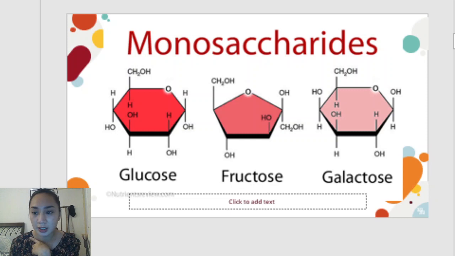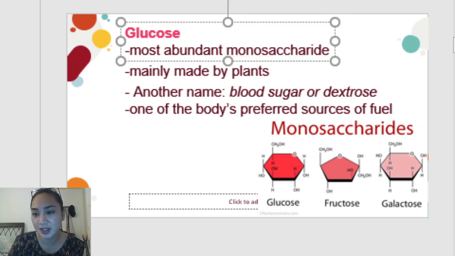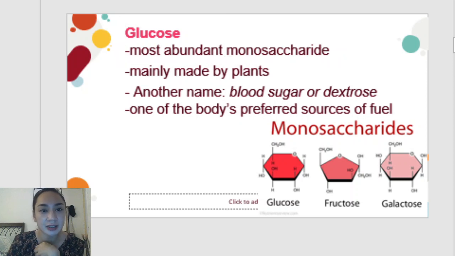So, another part of monosaccharides. As I said, they all have -ose at the end of the name. We have 3 major monosaccharides: glucose, fructose, and galactose. Those three are the most important for you to remember. Glucose is the most abundant monosaccharide.